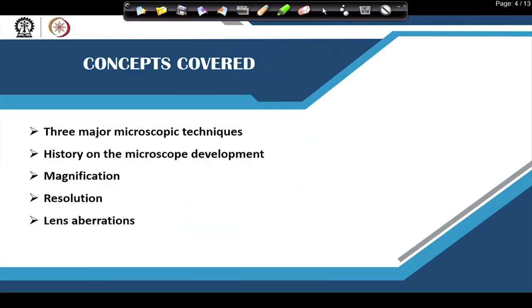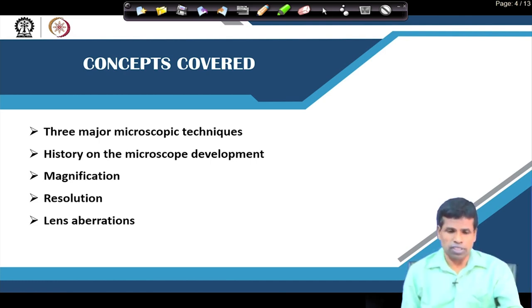Today, I will mention three major microscopic techniques that will be covered in this course and the brief history on microscope development, magnification, the resolution of microscope and the lens aberration that plays spoilsport to deteriorate the resolution. These are the topics we will discuss today.